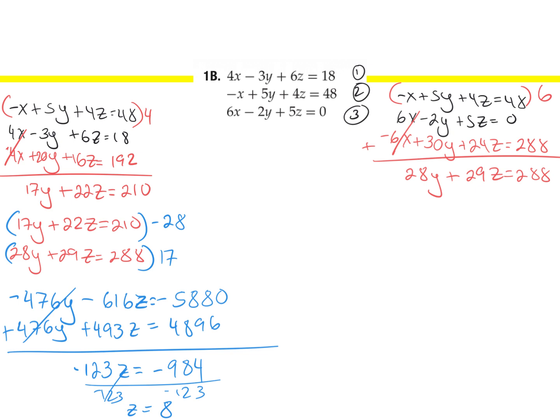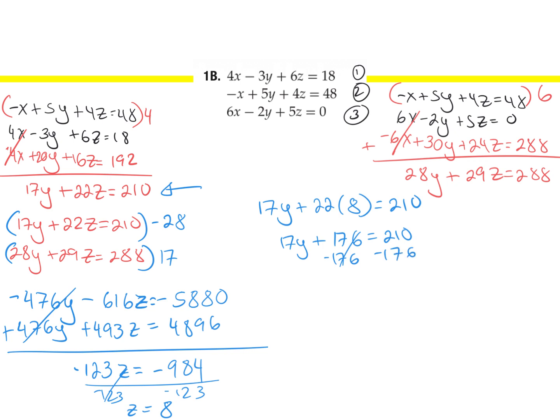I'm going to plug it into this equation. So it's going to be 17y plus 22 times 8 equals 210. So it's going to be, again, 17y plus 22 times 8, which is going to be 176, equals 210. I'll subtract 176 from 210. That's going to give me 17y is equal to 34. When we divide by 17, we end up with y is equal to 2.